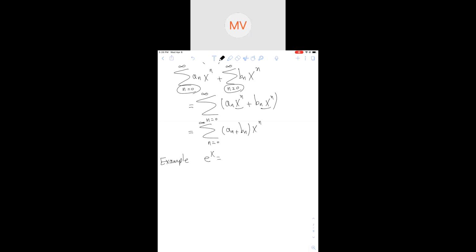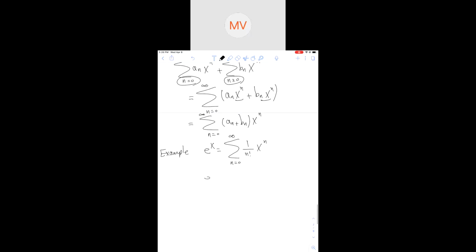What's the power series for e to the x? It's the sum of 1 over n factorial x to the n, starting from 0 to infinity. It's very simple to show that. In fact, let's write this one down. I'm replacing x with negative x. Let me simplify it. That becomes the sum of negative 1 to the n over n factorial x to the n, starting from 0 to infinity.